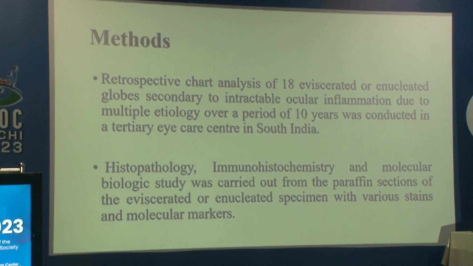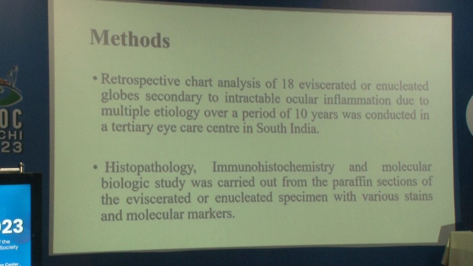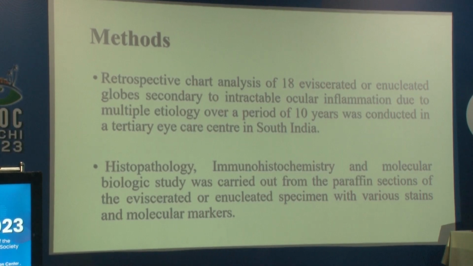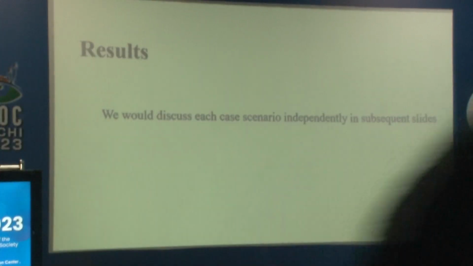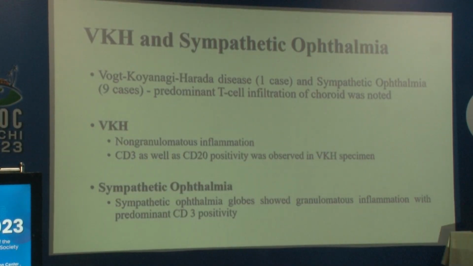Can this specimen be used? That was the question we tried to answer. And we did histopathology, immunohistochemistry, and PCR study of the paraffin sections of such cases. I'll discuss this scenario. Fortunately, we had a case of VKH and 9 cases of sympathetic ophthalmia.